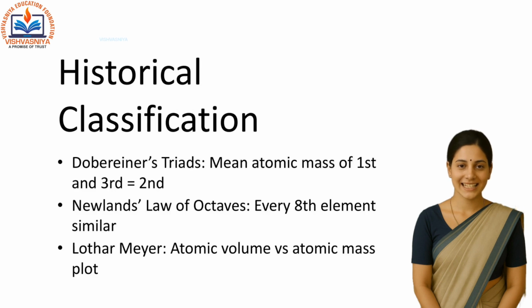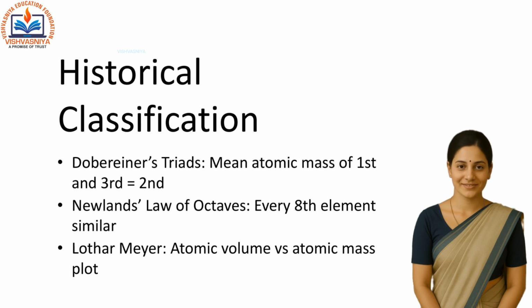Döbereiner's triads, 1817: elements were grouped in threes called triads. The atomic mass of the middle element was nearly the average of the other two. Example, lithium, sodium, and potassium. Atomic masses 7, 23, and 39. 7 plus 39 divided by 2 gives 23, the mass of sodium.